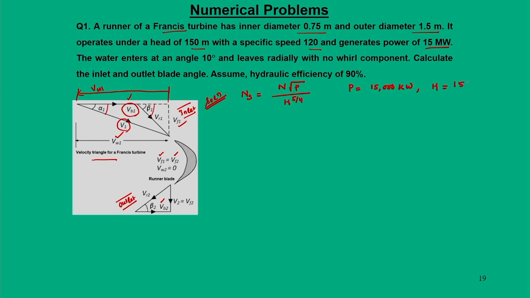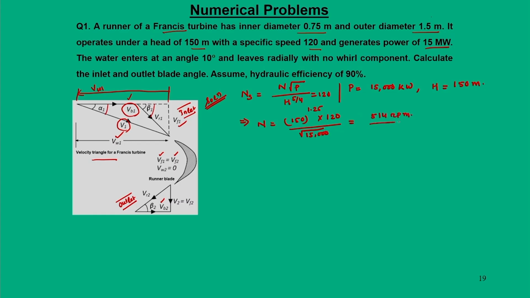is equal to 150 meter. Now, inserting this number, and the specific speed here is 120. So, inserting this number, we can get N is equal to 150 to the power 1.25 into 120 divided by square root of 15,000. So, this number is 514 RPM.